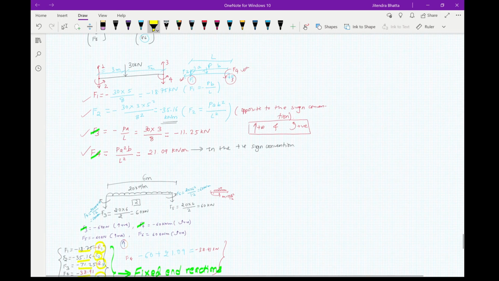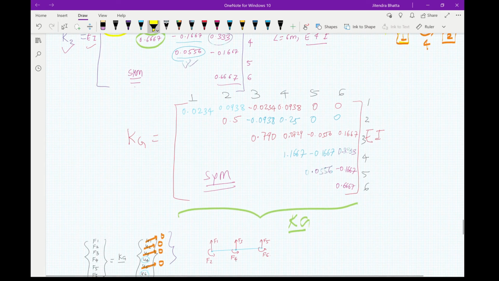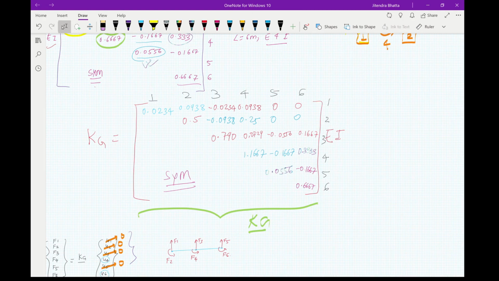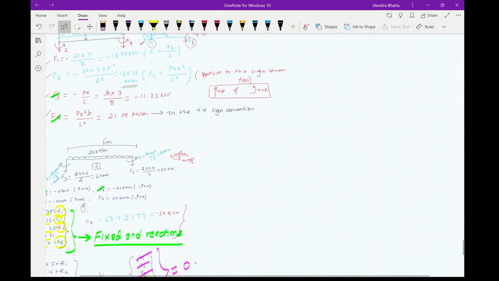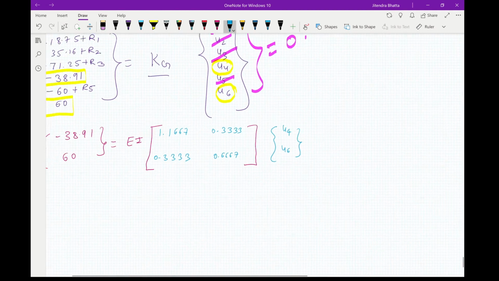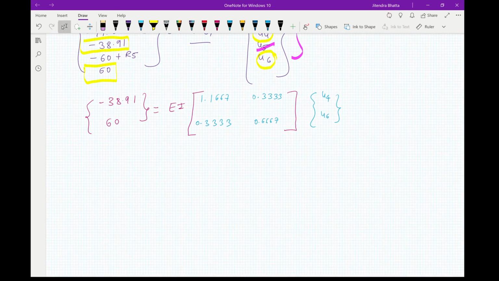Also in the global stiffness matrix, we have to look into 4 and 6. So this is our 4,4, this is our 4,6, this is our 6,6, and there will be 6,4 here, which is symmetric, meaning this value will be equal to 4,6, which will be 0.3333. Now you can write your simplified equation below. Now we have to solve for U4 and U6.